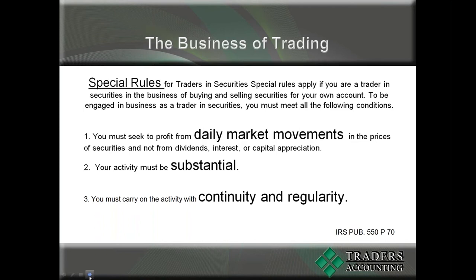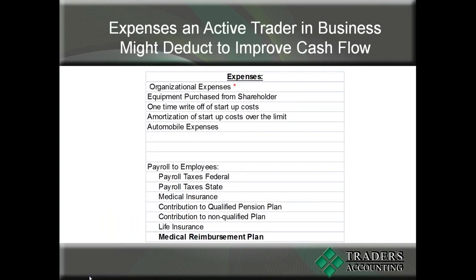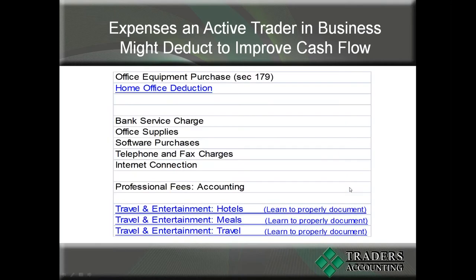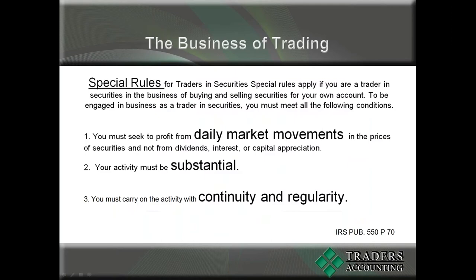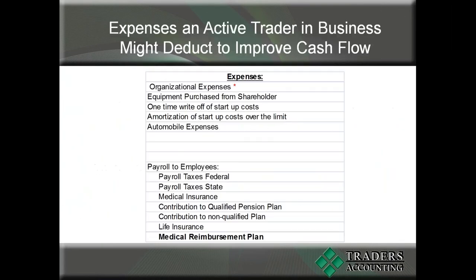Well, there were a lot of things that came out of that case. It's the biggest case we've had. And he lost, of course. So the next two slides are an Excel spreadsheet that I've prepared. Be more than happy to send it to you if you'd like. It lists the expenses that an active trader might be able to deduct. Starting with organizational expenses, that's the cost of setting up an entity.